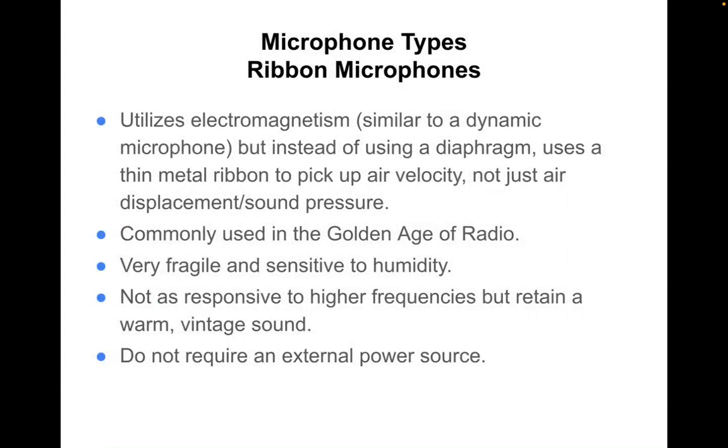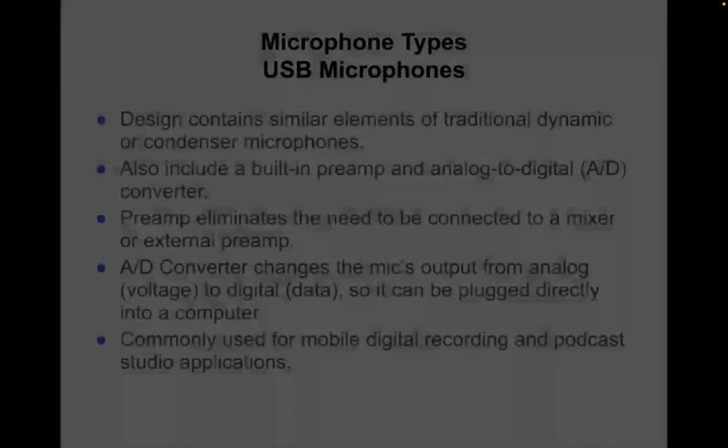A ribbon microphone utilizes electromagnetism similar to a dynamic microphone, but instead of using a diaphragm, it uses a thin metal ribbon to pick up air velocity, not just air displacement or sound pressure. These were commonly used in the golden age of radio. They are very fragile and sensitive to humidity. Ribbon mics are not as responsive to higher frequencies, but they do retain a warm, vintage sound and they do not require an external power source.